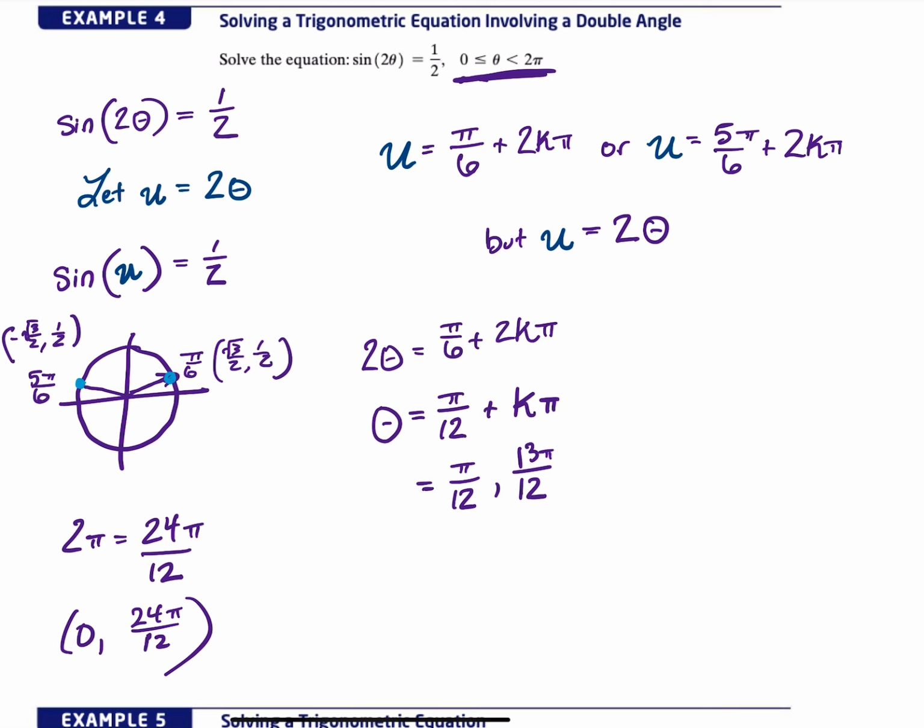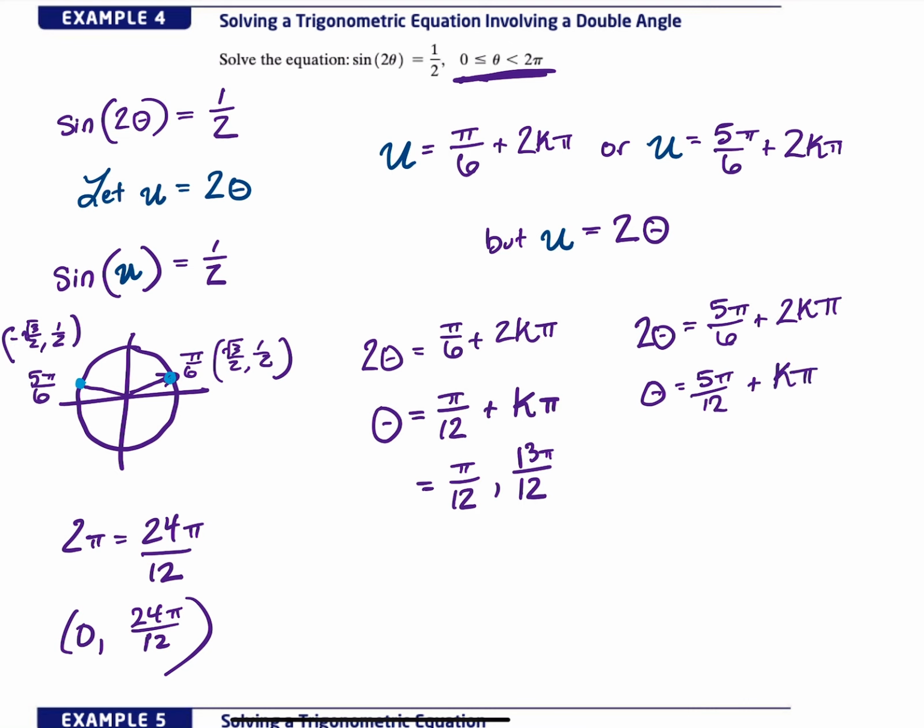So that was our first statement. Now let's look at this second statement that we had here. We said u equals 5 pi over 6 plus 2k pi. So let's replace u with 2 theta. This will equal 5 pi over 6 plus 2k pi. Let's divide everything by 2 because we're trying to solve for theta. So this will give us 5 pi over 12 plus k pi.